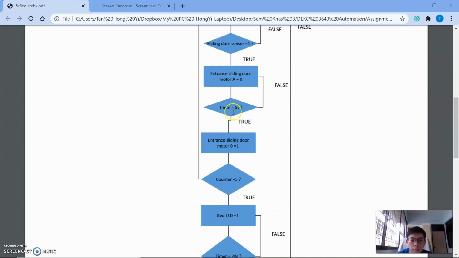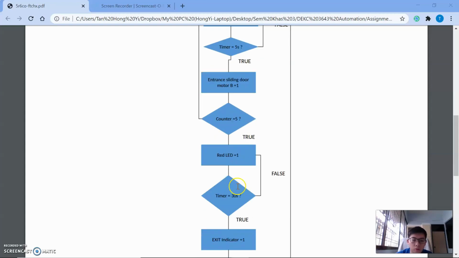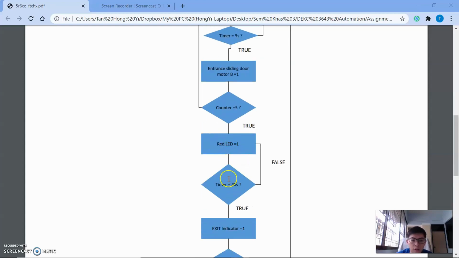So when the people sensor equals 5, only the red LED will equal 1, which means the hospital is full. After that, the timer will start counting for 30 minutes, which means a person can only stay in the hospital for 30 minutes.